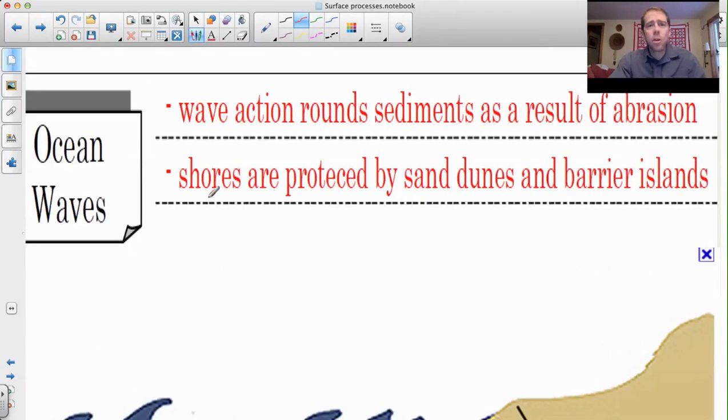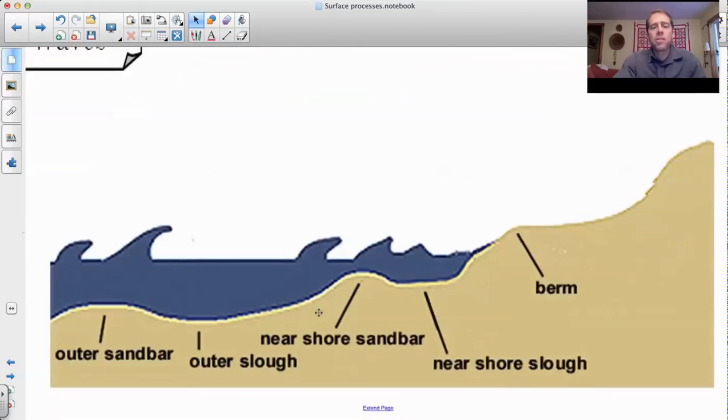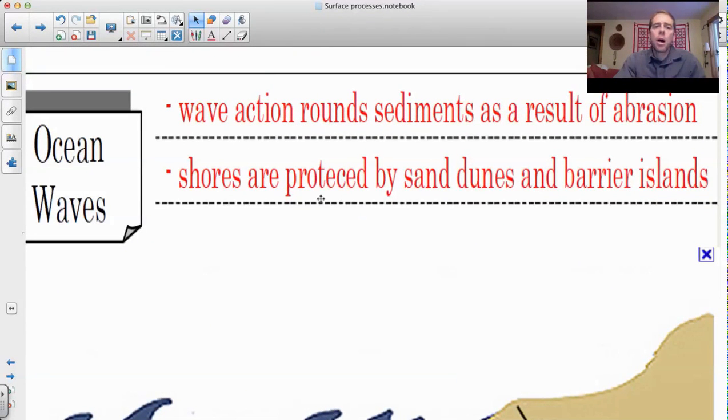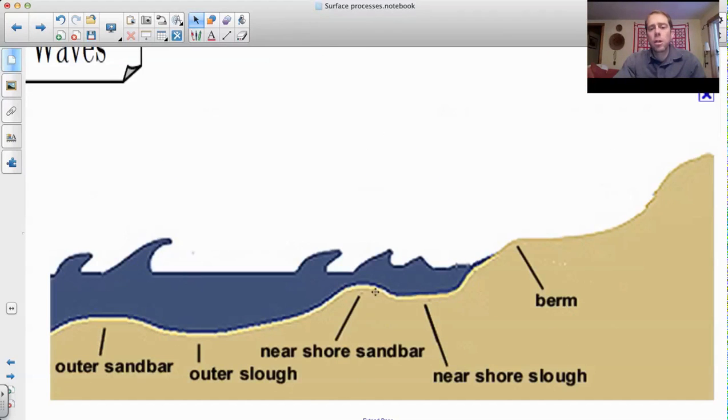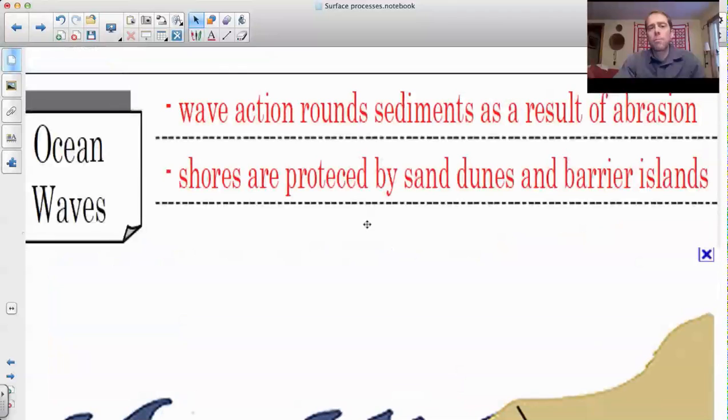The next is ocean waves. So ocean waves are caused when you have wind moving over the water, and it causes abrasion, and it moves sand. It picks up sand out here and brings it onto the shore. Generally, if you have barrier islands, or sometimes these islands get formed from ocean waves, they can tend to slow down the waves and protect the beaches. And you get sand dunes as well out here. You'll get a sandbar, usually you can walk out and stand on the sandbar, and that slows the waves down.